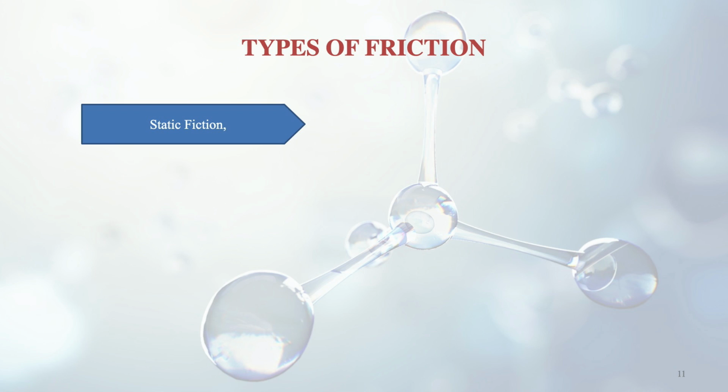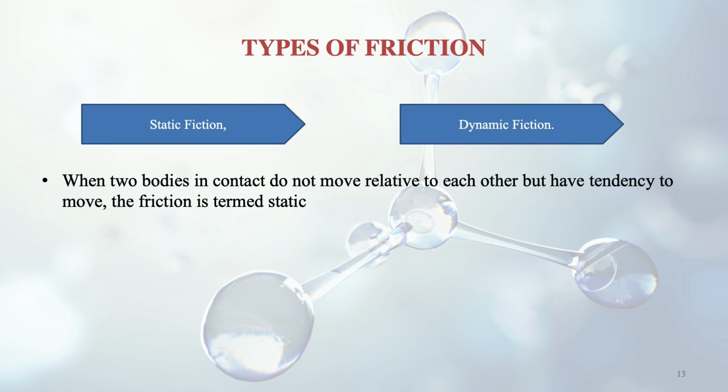So what are the types of friction? There are static friction and dynamic friction. These are the basic two types, and under them there are subheadings also. When two bodies in contact do not move relative to each other but have the tendency to move, then friction is termed static. In actual terms they are not moving, but they have a tendency that if they are rubbing against each other, there may be some movement.